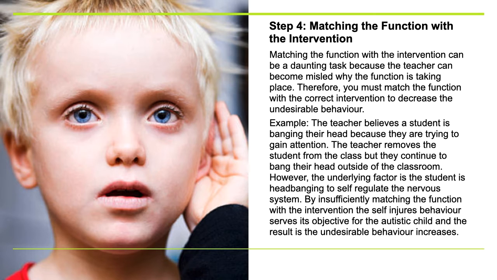Example: the teacher believes the student is banging their head because they are trying to gain attention. The teacher removes the student from the class, but they continue to bang their head outside of the classroom. However, the underlying factor is the student is headbanging to self-regulate the nervous system. By insufficiently matching the function with the intervention, the self-injurious behavior serves its objective for the autistic child, and the result is the undesirable behavior increases.